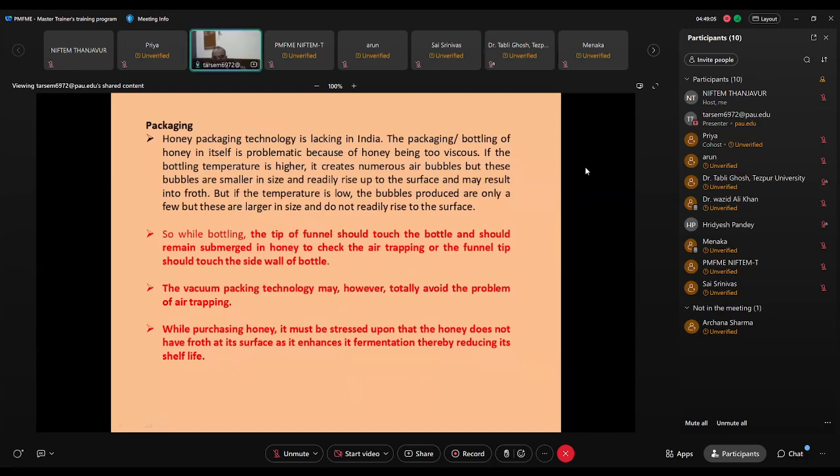Either it should be touching the wall, or the funnel tip should be submerged in the honey during the filling of bottles.